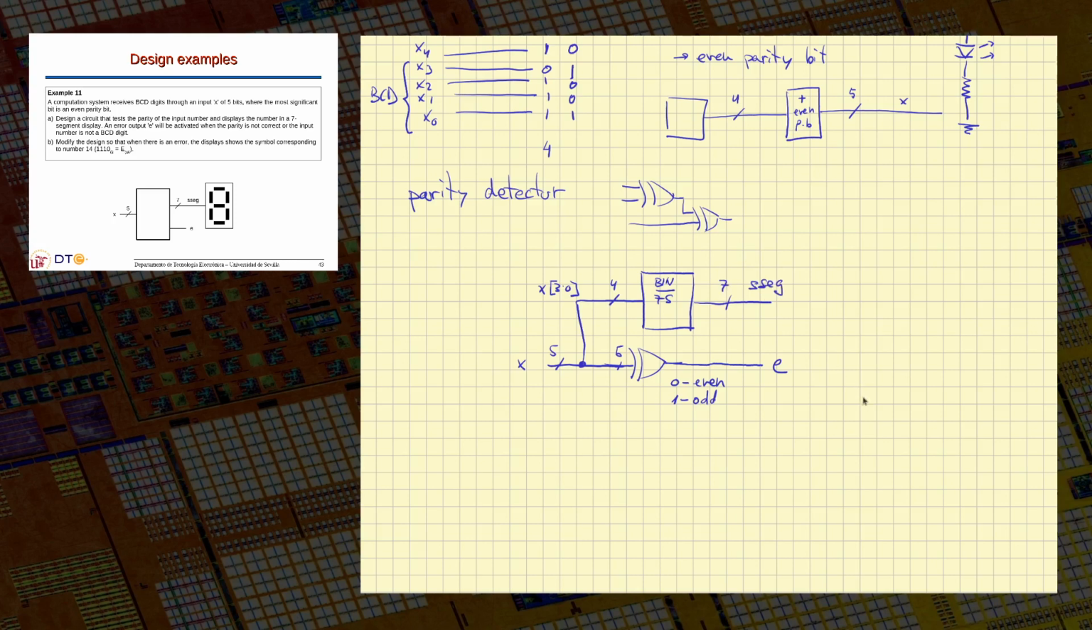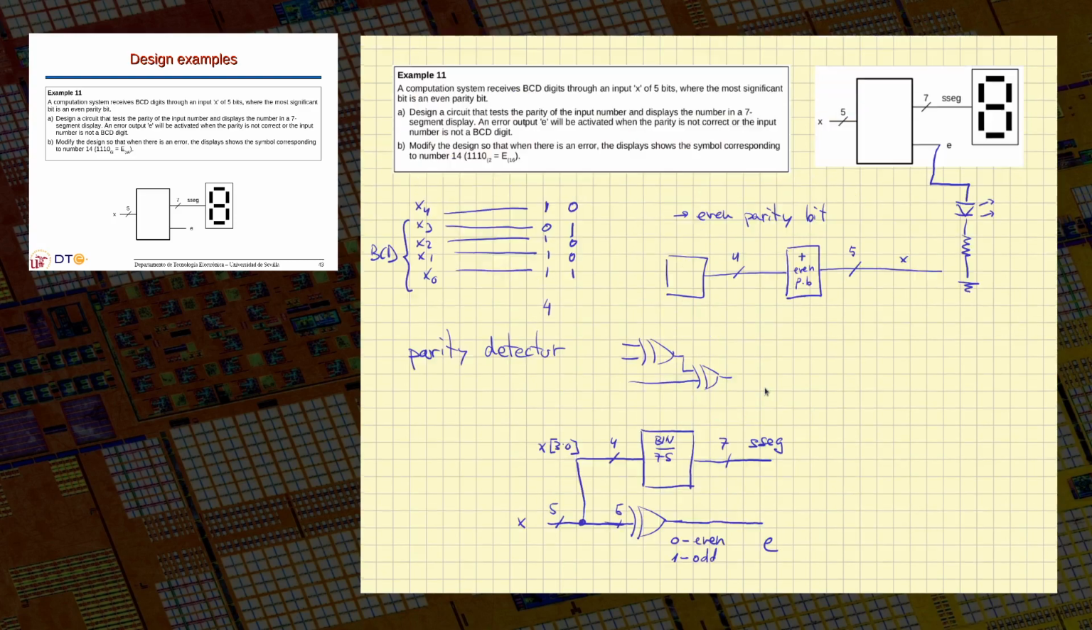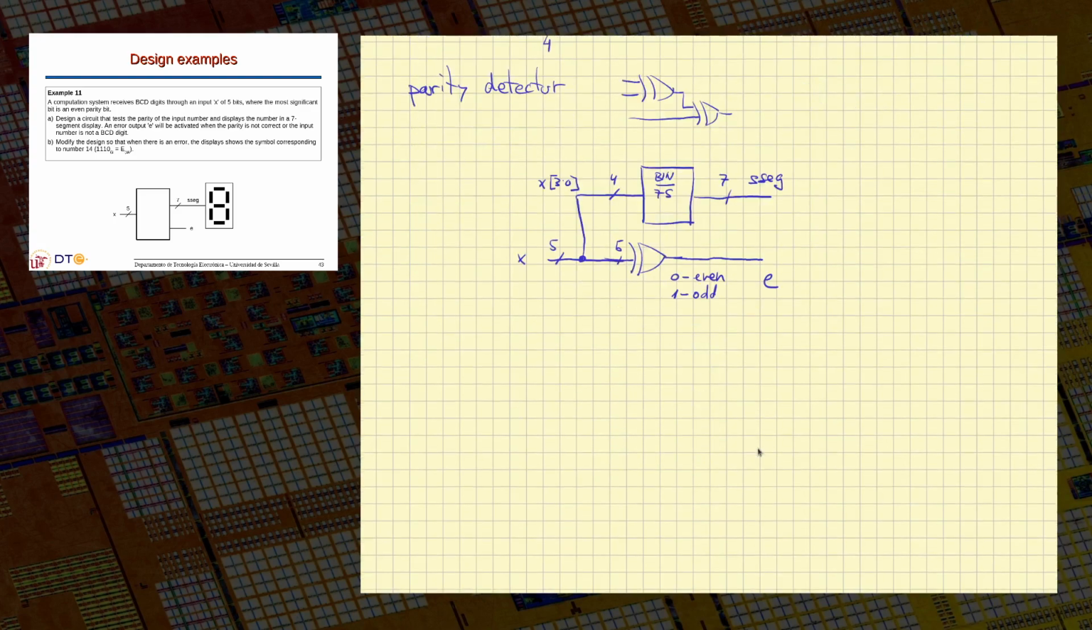Okay, this one to have a final solution. This one I will connect to my 7-segment display. This one I will connect to my LED or any other indicator. So basically this solves the problem for part A of the exercise. Now, if there's an error, we'll get a signal here. It will activate.